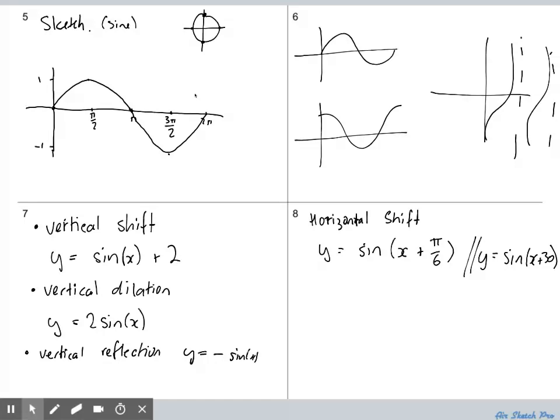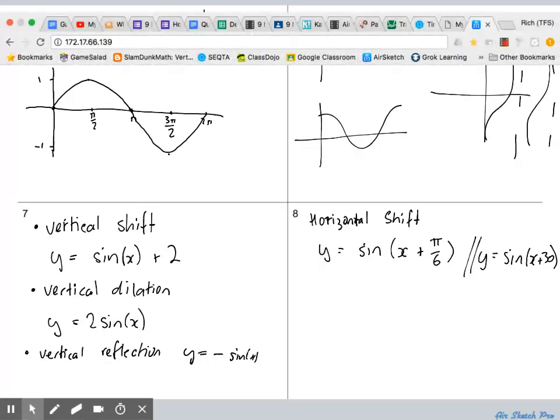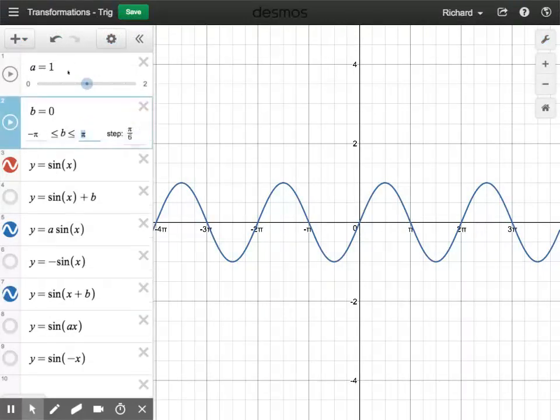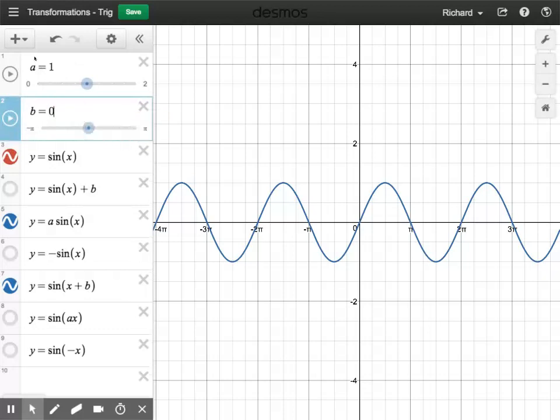So I'm going to have to look this up because I just can't remember. I think it's called a phase shift when you've got shifts left and right, only with trig graphs. I have to check that out though. So here's y equals sine of x plus b, and you can see that I've got the values of b shifting between negative pi and pi. So I said x plus pi on 6. My step is pi on 6, so that's right.